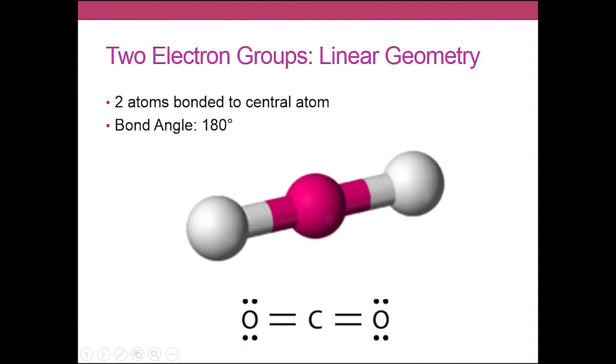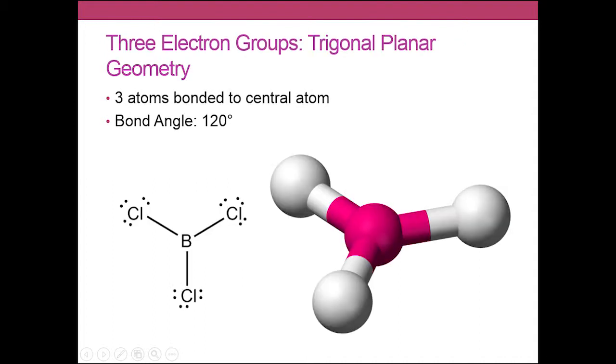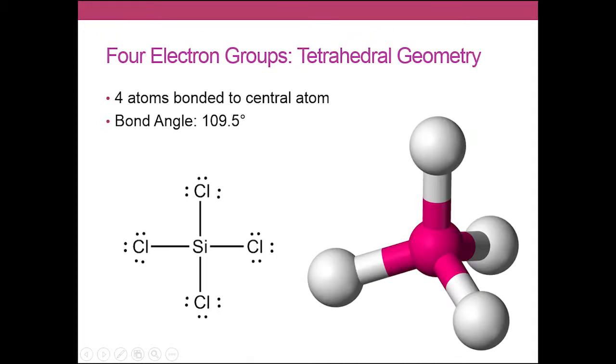The first electron group that you can have in electron geometry is a 2-electron group. And a 2-electron group forms a linear geometry. There are 2 atoms bonded to the central atom, and as we know, electrons would like to have the furthest distance from each other, so the bond angle will be 180 degrees. The next electron geometry is the 3-electron group geometry, which has a trigonal planar geometry. And so in this geometry, we have 3 atoms bonded to a central atom, and the bond angle is 120 degrees.